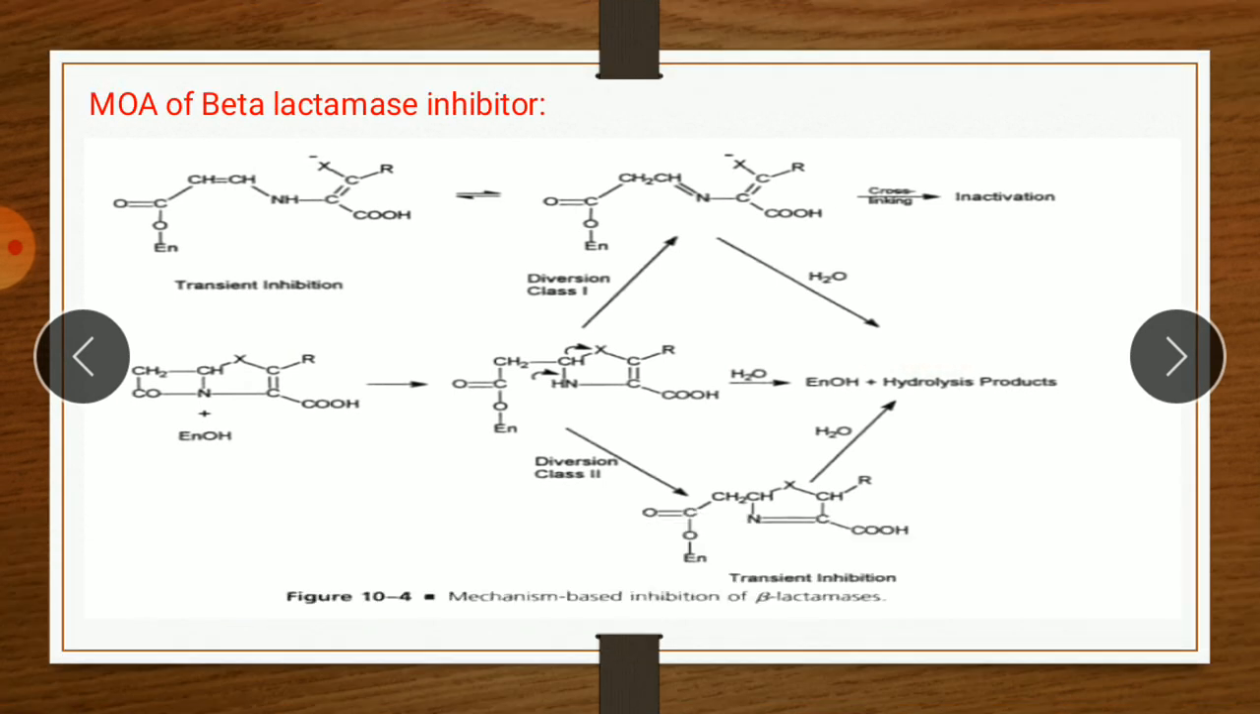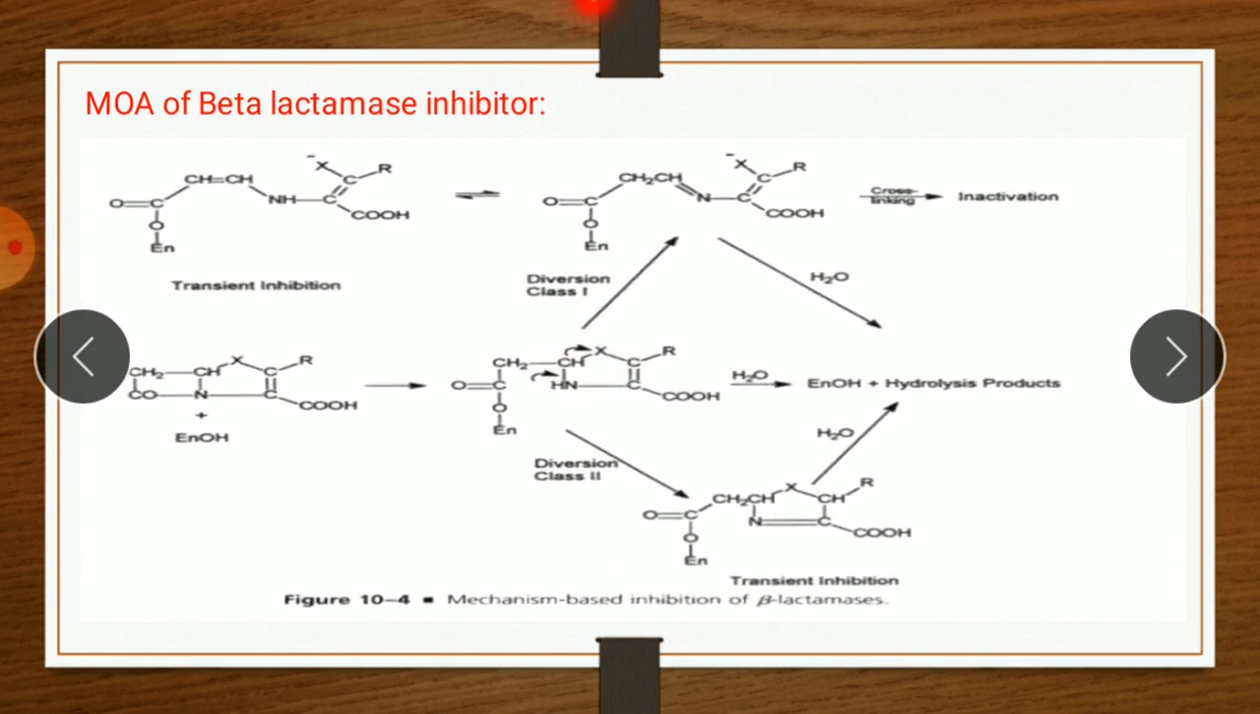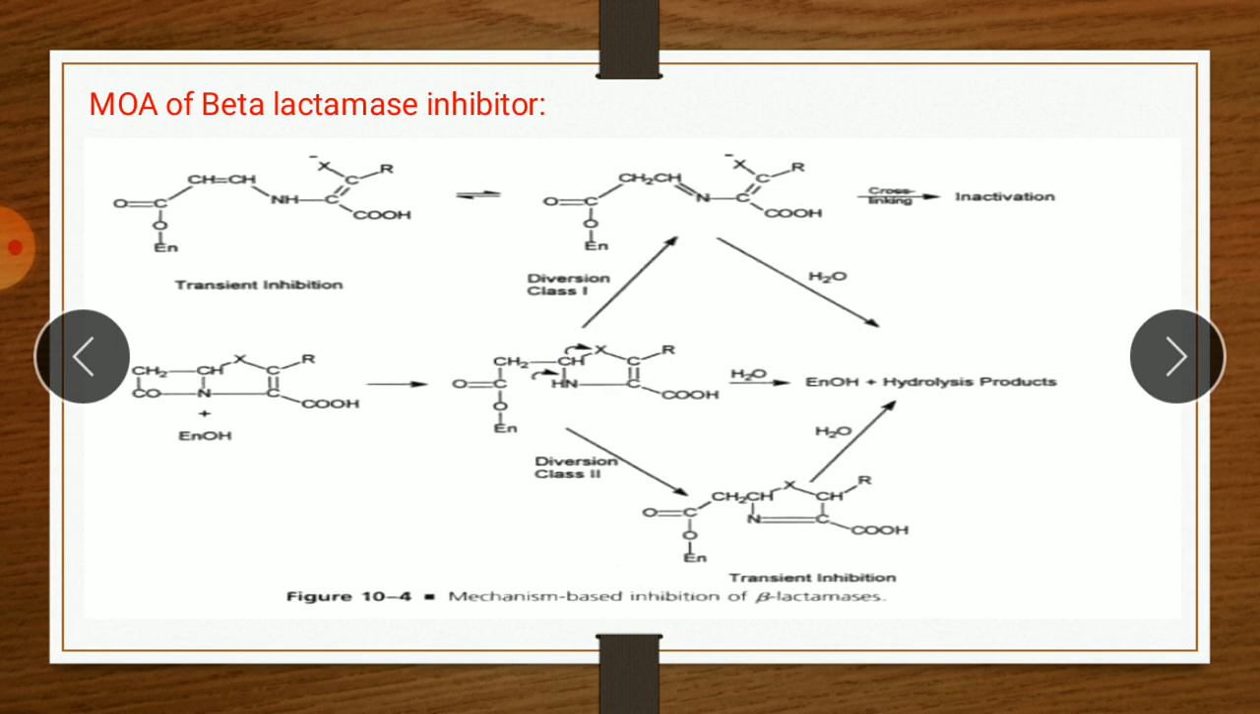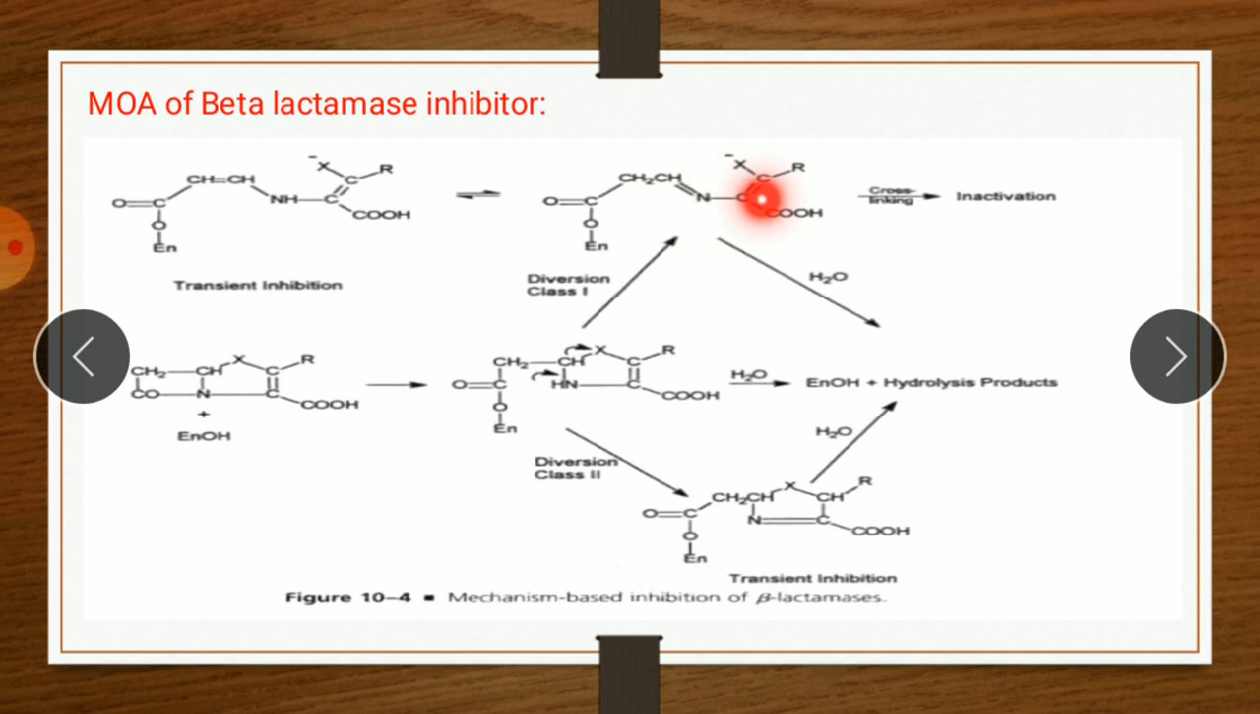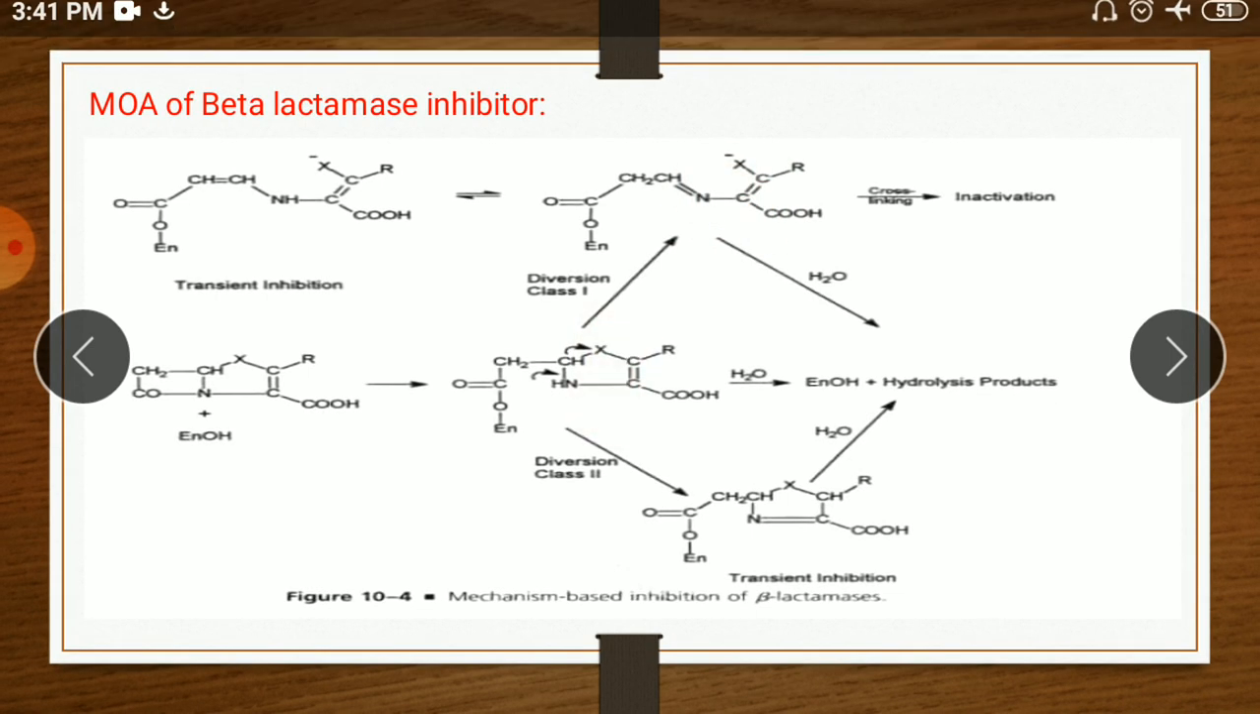But if we give this type of drug, a beta-lactamase inhibitor, and consider this compound as the inhibitor, the first step is the same: the enzyme attacks the drug. But here there is a diversion of the reaction. If we see the upper reaction, the arrow is given: hydrogen is removed, this bond shifts and becomes a double bond, the X and carbon bond is broken, and we get this type of intermediate.